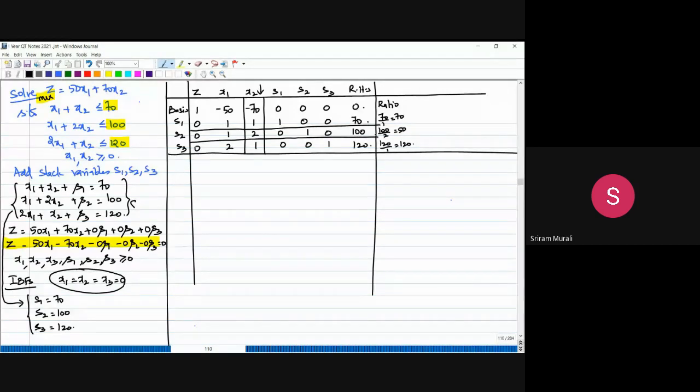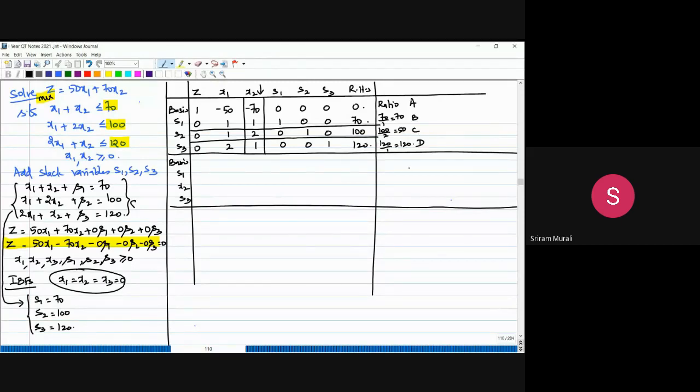Pivot element is 2, so you should make this 2 into 1. And using this 1, I should make the other elements 0. So that is the next step. Find the basis: S1, then in the place of S2 I should bring X2, then S3. Okay. First step, what do I have to do?